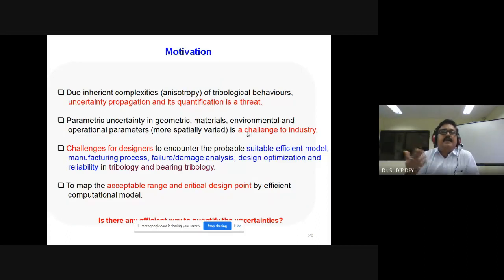Now, there is inherent complexity and anisotropic and multidisciplinary nature of the tribological behavior. So uncertainty propagation is always becoming a threat. And as I told you, this is arising out of geometric, material, environmental or operational, more spatially varying parameters. So now it is a challenge to the designer. We need to frame a suitable efficient model so that we can frame the suitable manufacturing process also, so that we can minimize the failure and optimize the design parameter, ultimately leading to the reliability of the product. And our aim is to map the acceptable range and the critical design point by an efficient computational model.